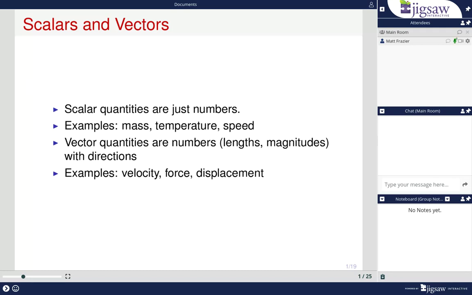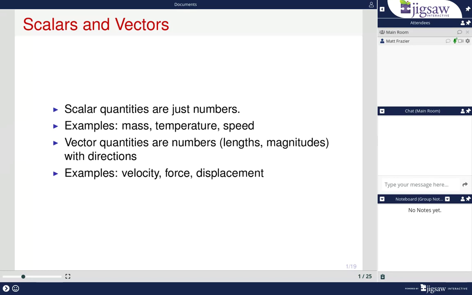Now there's another set of things where what does matter is where the thing is pointing in some way. There's some sort of direction associated with the measurement, and that's what we call a vector. One example is velocity. If you drive 60 miles an hour north up the interstate, or if you drive 60 miles an hour south, those have completely different meanings.